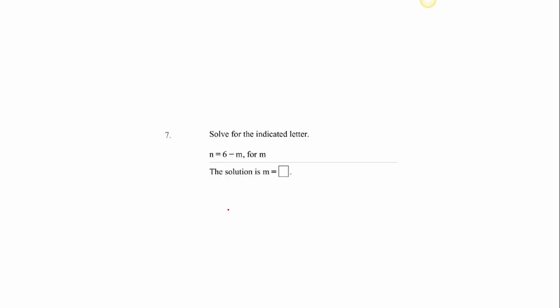Solve for the indicated letter. Okay, so now we need to isolate m. M is here. We want m by itself. We want to get rid of the 6, get rid of the minus sign. So let's go ahead and work this problem. N equals 6 minus m.